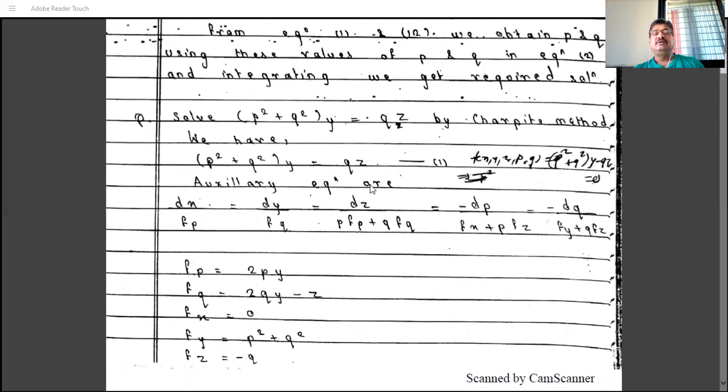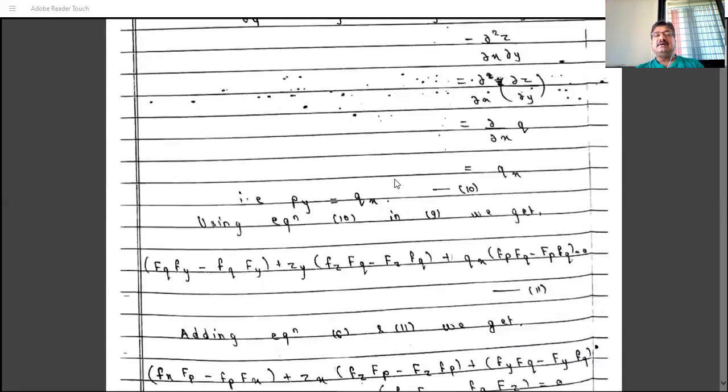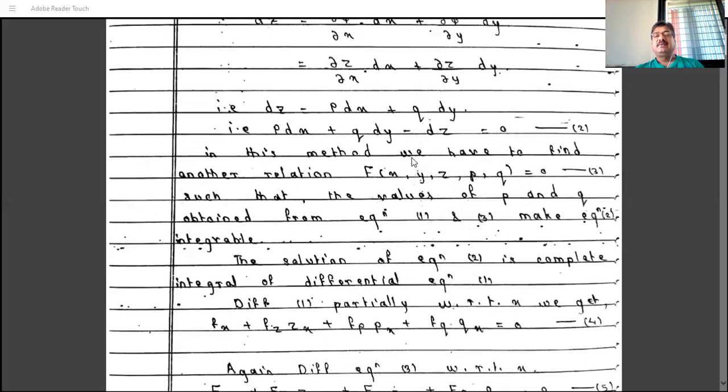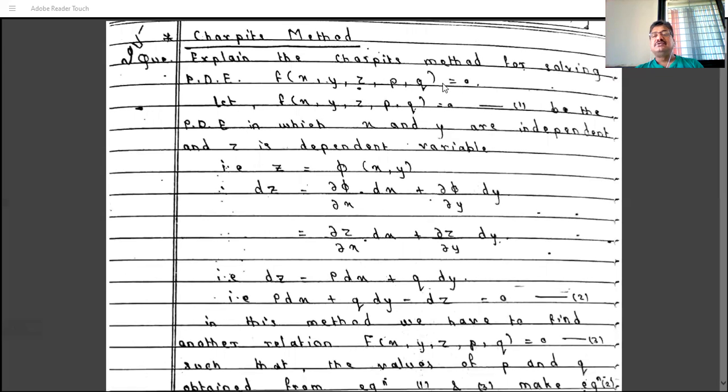So we have to solve the problems on Charpit's method. Solve this problem: p square plus q square y is equal to qz by Charpit's method. So this is the given differential equation. So we write f x y z p q, or small f is equal to p square plus q square y minus qz is equal to 0. So write the given differential equation in this form: small f x y z p q is equal to 0.